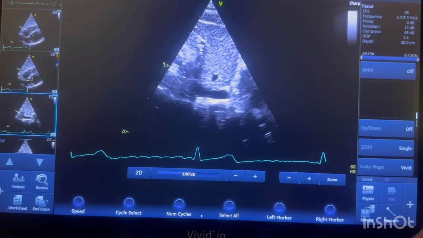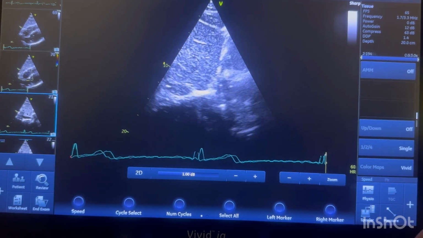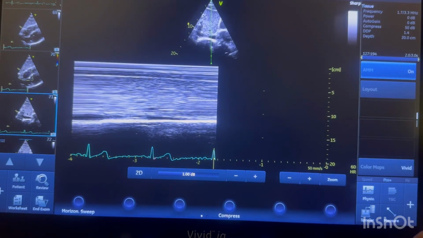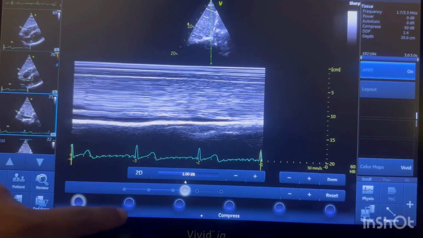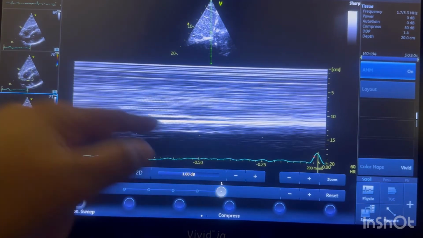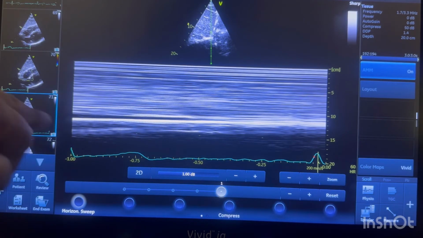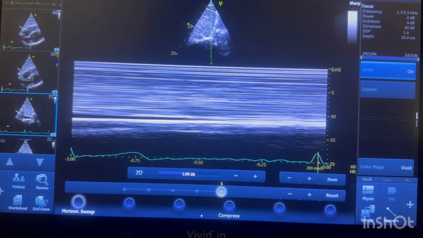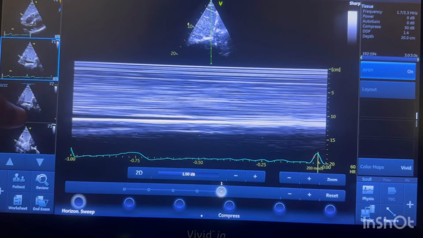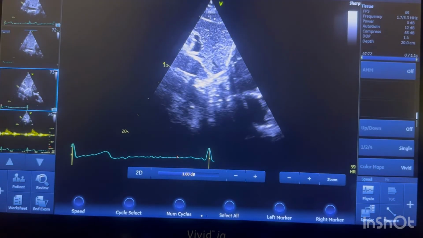Some people put the M mode in this view as well, just to see. So this is how it looks with the M mode, and you can increase the sweep speed. I didn't put the M mode, but if you want to, it will be like this. You will see the full diameter and then you will see the closing of the IVC. So that's it. Then you move on to the next image, abdominal aorta.